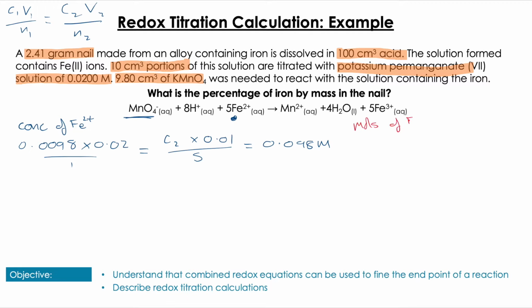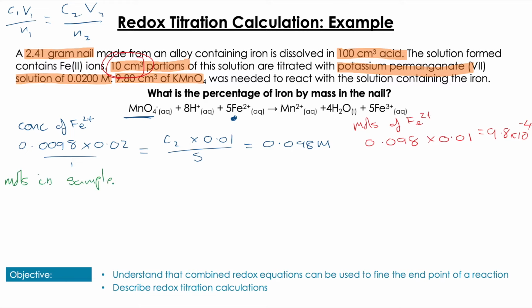Once I've done that first step, I'm then going to want to find my number of moles of Fe2+. So I'm going to convert that number of moles. So I need to find that, which is going to be my concentration times my volume, which is going to give me 9.8 times 10 to the minus 4 moles of Fe2+.